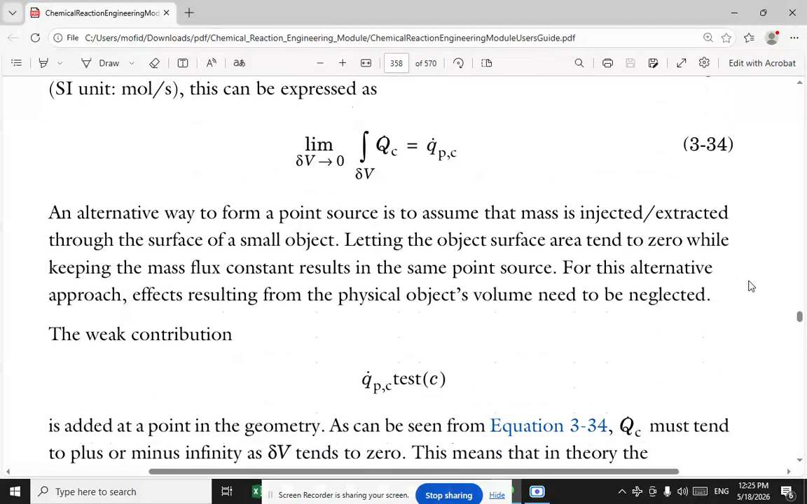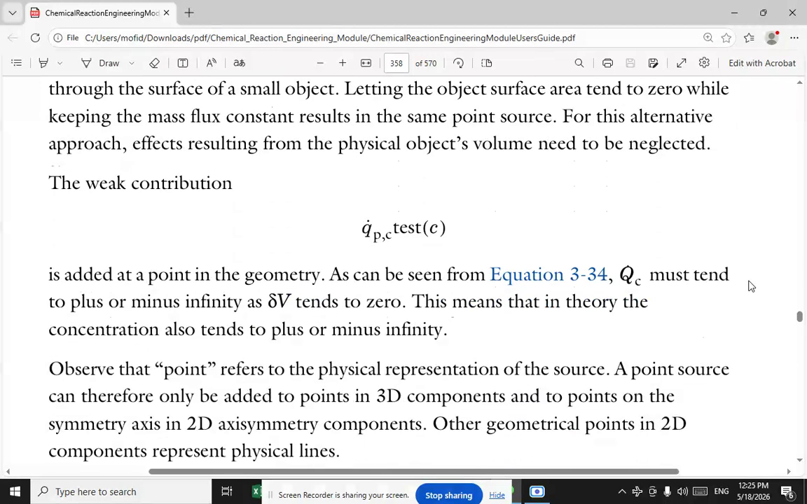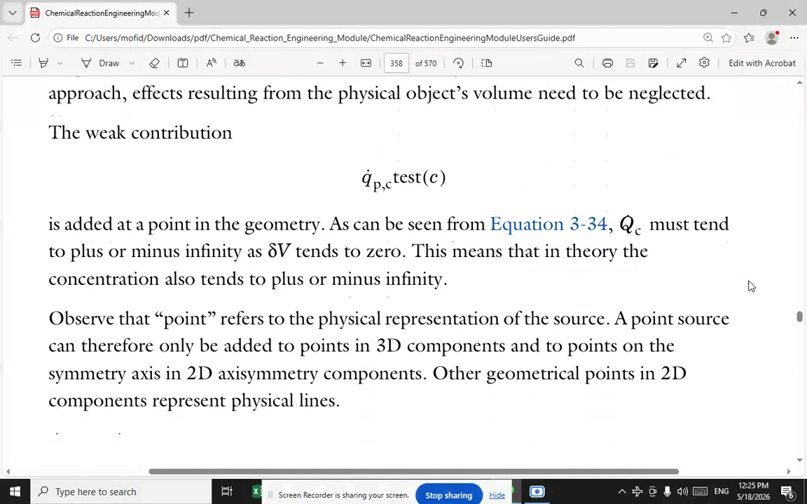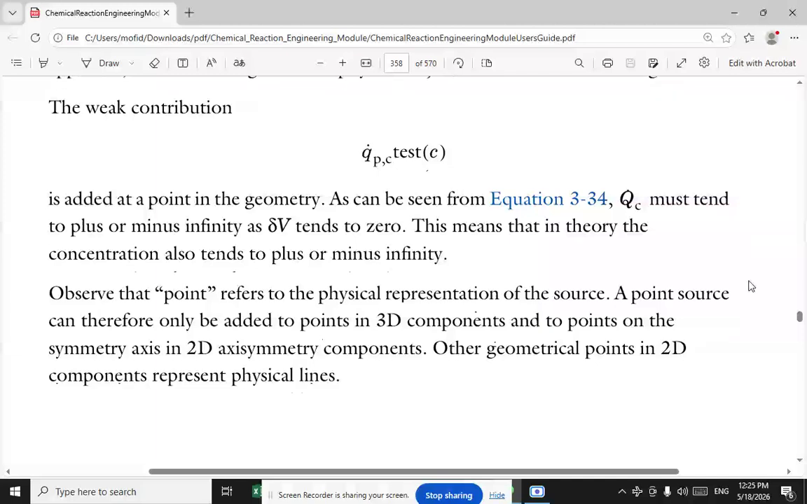An alternative way to form a point source is to assume that mass is extracted through the surface of a small object. Letting the object surface area tend to zero while keeping the mass flux constant results in the same point source. For this alternative approach, effects resulting from the physical object's volume need to be neglected. The weak contribution Q_p,c times test(c) is added at a point in the geometry, as can be seen from equation 3-34. Q_c must tend to plus or minus infinity as delta V tends to zero. This means that in theory, the concentration also tends to plus or minus infinity.